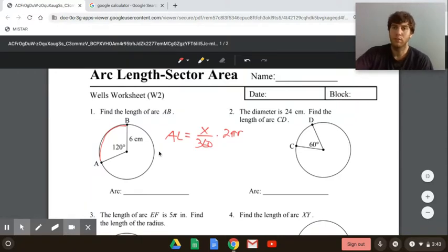So this is exactly like the first worksheet that you did. You're just going to put in 120 for x and 6 for r, and then you're going to find the length of the arc. Okay.